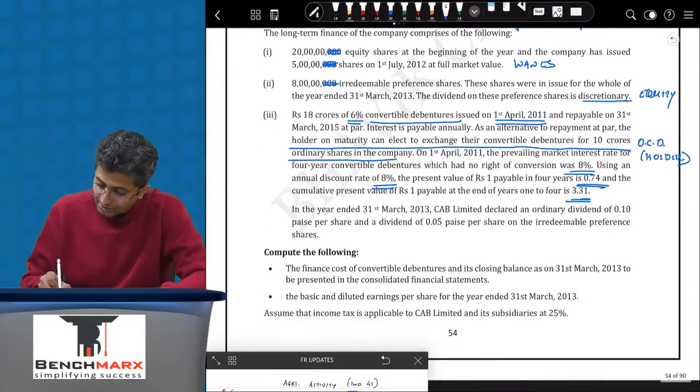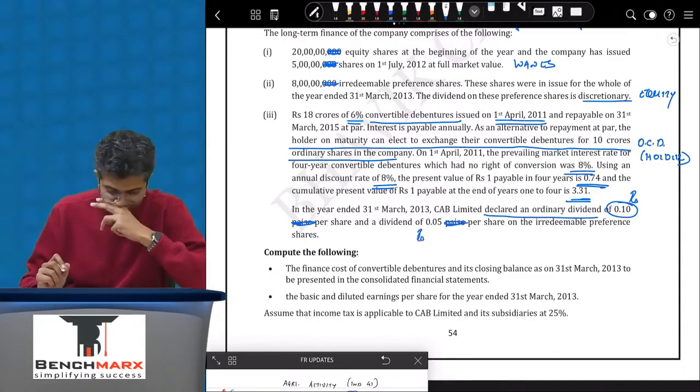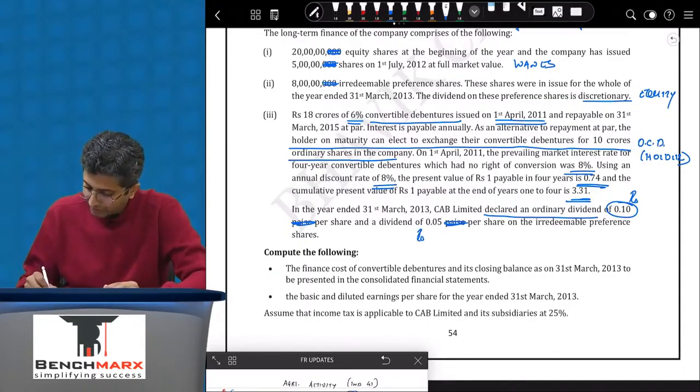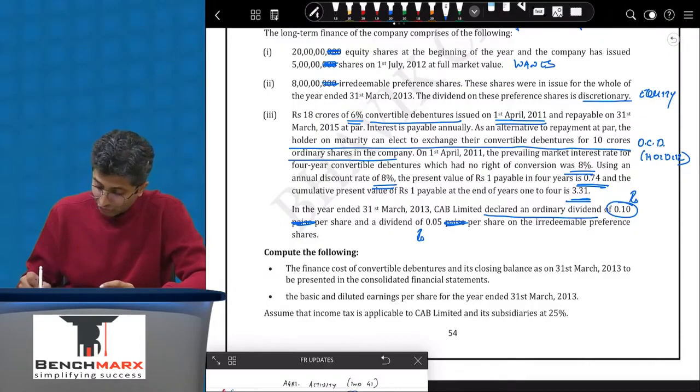In the year ending 31st March 13, CAB declared an ordinary dividend of 0.1 paise. I just make this rupees per share, and a dividend of rupees, not 0.05 paise, rupees 0.05. That's basically 5 paise and not 0.05 paise on the irredeemable preference share.